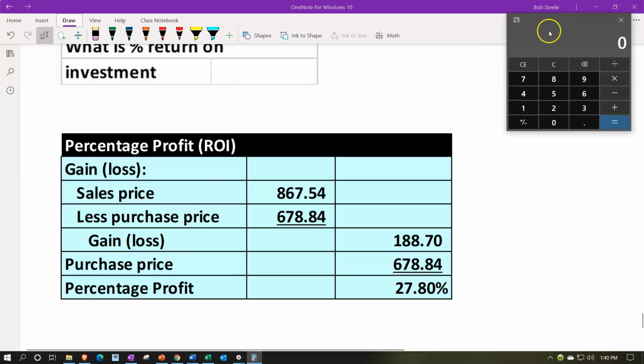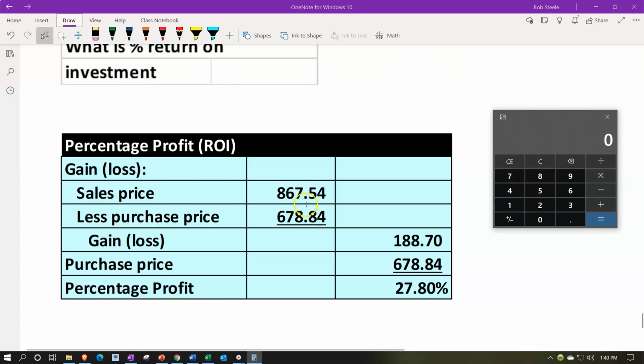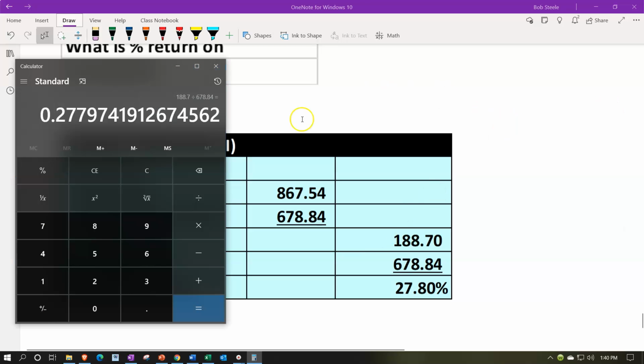So we'll pull out the trusty calculator for the final calculation here. We're selling them for the 867.54 minus the purchase, the 678.84. That means we have this in terms of our gain, that 188.7. If I take that and divide it by what we purchased it for, which is this number, the 678.84, we get, if I make the calculator a bit larger here, the 27.79. If I make that a percent, about 27.8 percent.